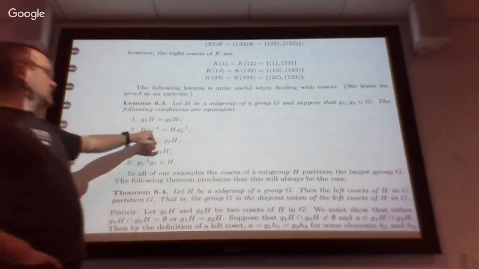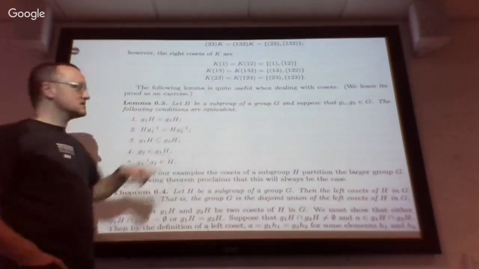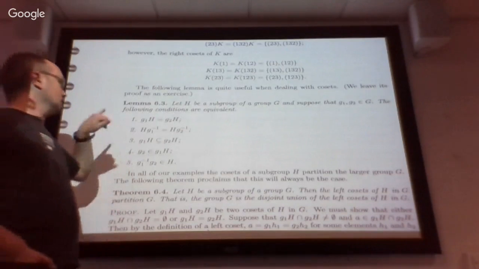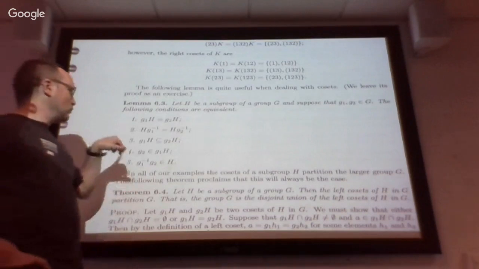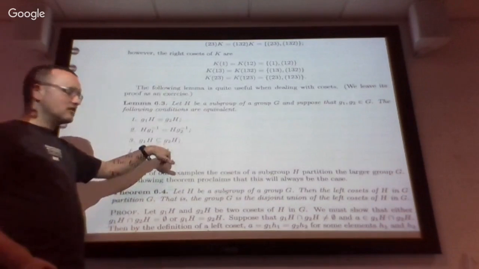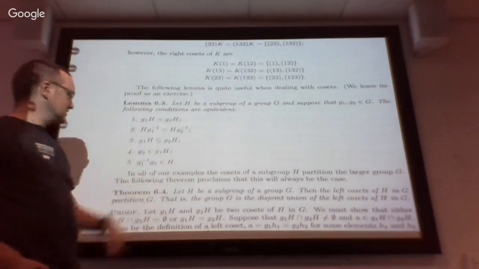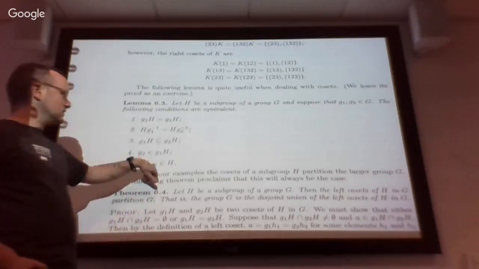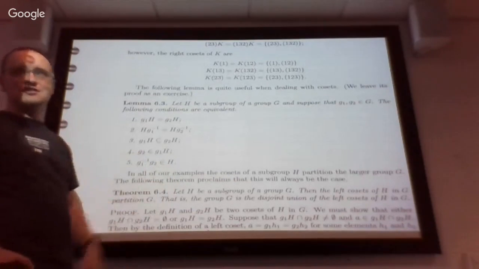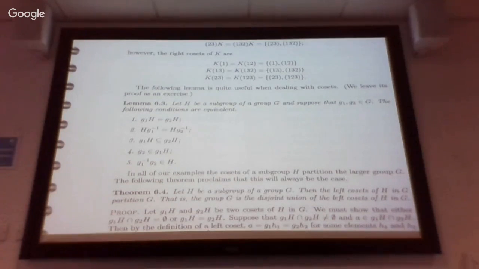Either that their inverses produce the same right coset, that one of the cosets is contained in the other one, that one of the elements is in the left coset produced by the other element, and then that this product, when you take the inverse of one of the elements multiplied by the other element, is in H. Okay? So all the statements involve little g1, little g2, and H. They're all different mixtures of product type statements. In fact, they're all equivalent.